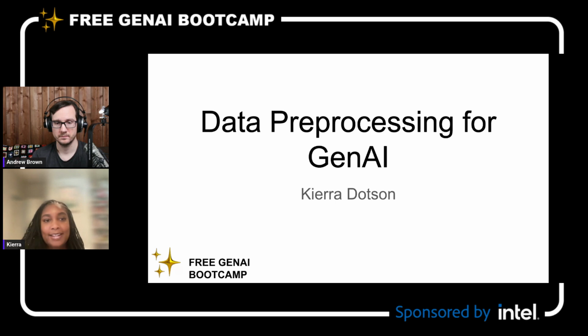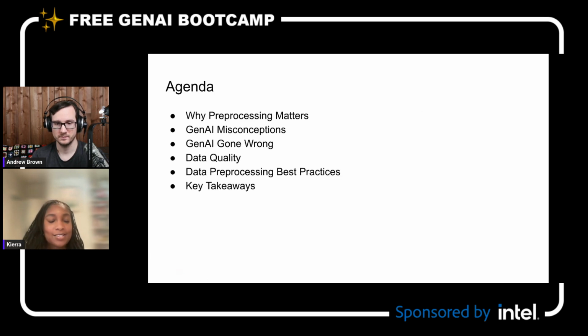That's my primer. So let's get started with the agenda. We're going to talk about why pre-processing matters, just so you get a better understanding of what it does. Some Gen AI misconceptions. We'll also talk about some Gen AI examples that have gone wrong at popular companies. We'll talk about data quality, my favorite topic. We'll also talk about some best practices, and then I'll leave y'all with some key takeaways to keep in mind as you continue throughout the boot camp.